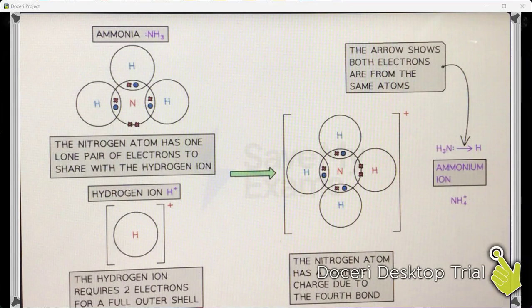So when you see ammonia, this nitrogen forms a covalent bond with these three hydrogens. I repeat, a nitrogen has how many electrons in its outermost shell? A nitrogen has 5 electrons in its outermost shell. Now, 3 electrons of nitrogen are bonded with three hydrogens. However, it has this lone pair which has not been attached to anybody. So the nitrogen atom has one lone pair of electrons to share with the hydrogen atom.